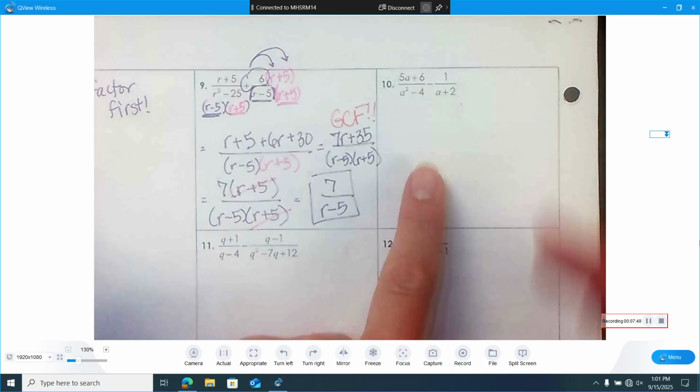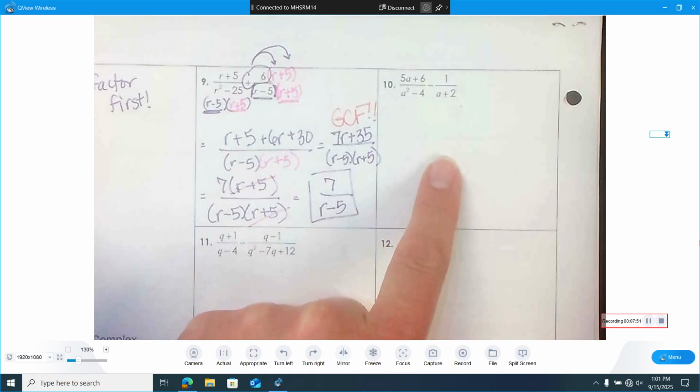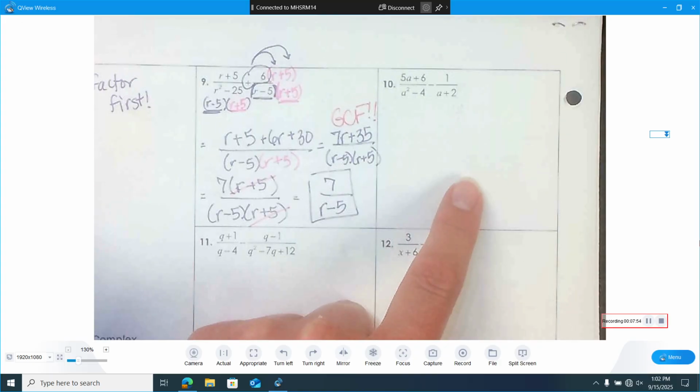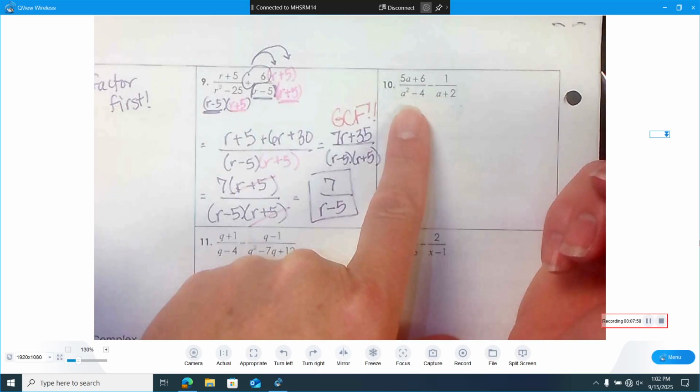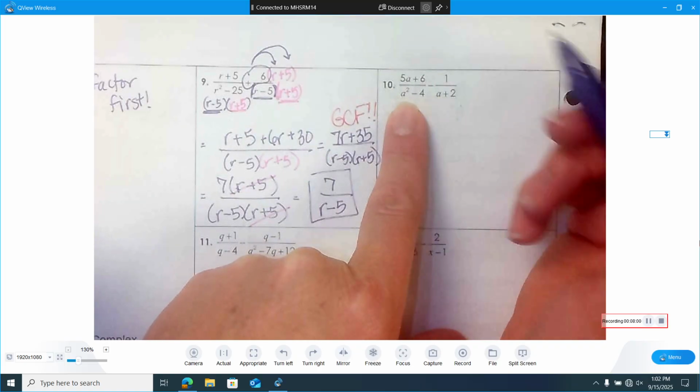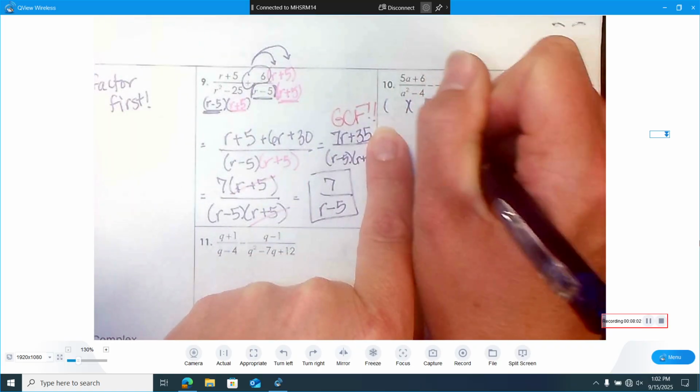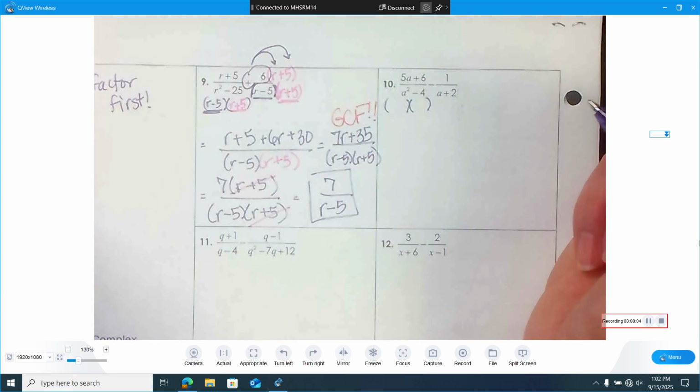All right. When I look at number 10, what do you notice about the denominator? They're the same kind of. Yeah, double bubble. The same but like totally different? Is that what that means? Same, but like 50%. Oh, 50% the same.